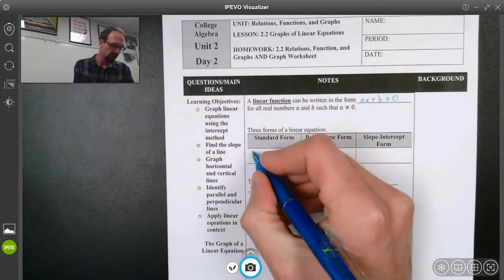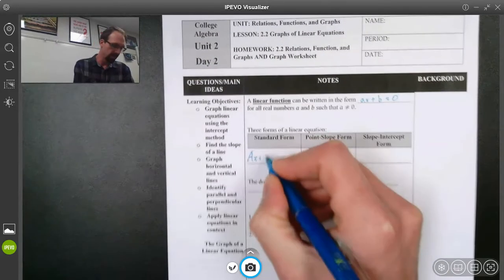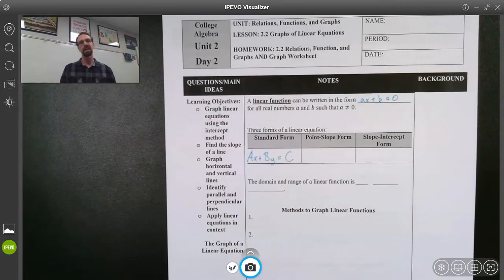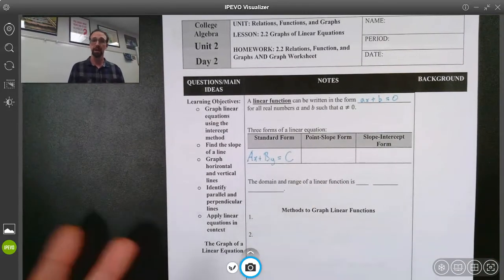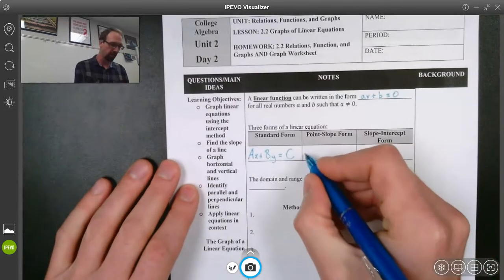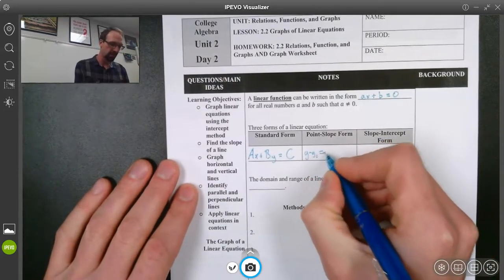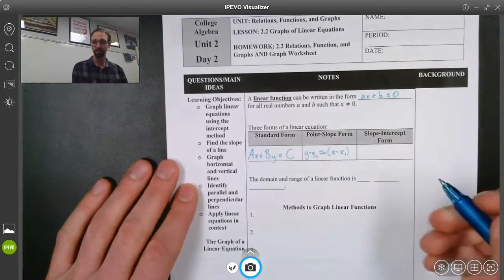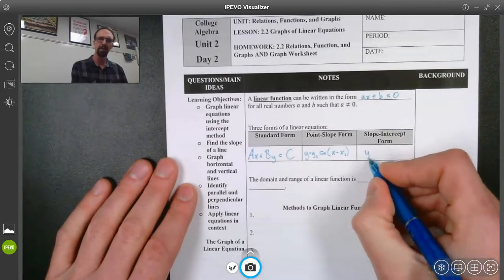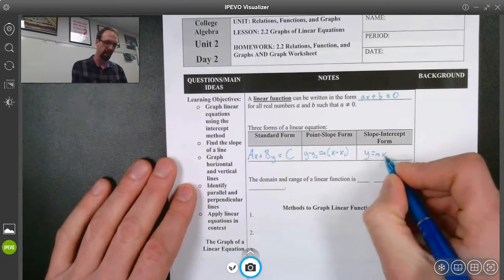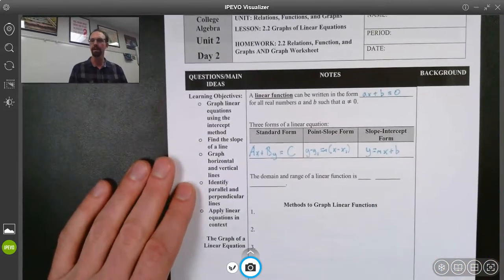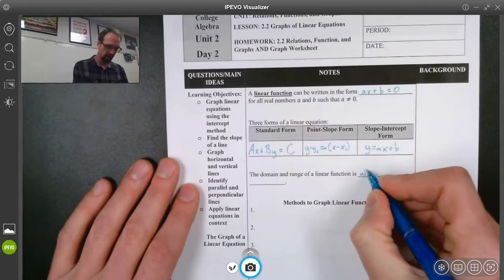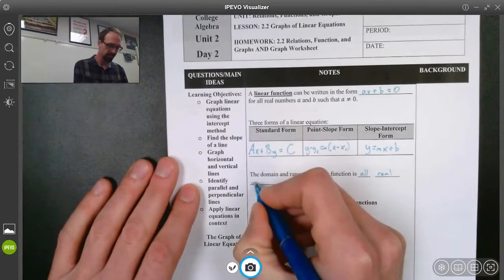We have standard form. Standard form is Ax plus By equals C. Those are capital A, capital B, and capital C. Those are actually representative of numbers that you plug in for standard form. For point slope form, this is y minus y sub 1 equals m times parentheses x minus x sub 1, where y sub 1 and x sub 1 is a point. And then slope intercept form is the one a lot of students are most commonly familiar with, and that's y equals mx plus b.